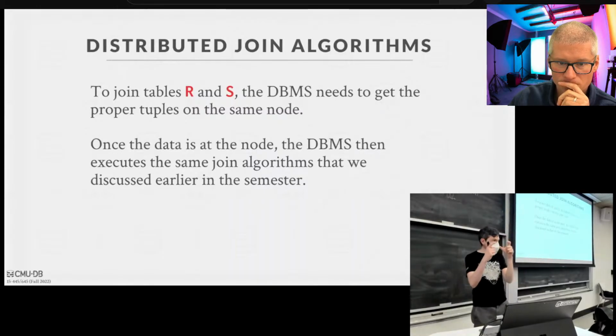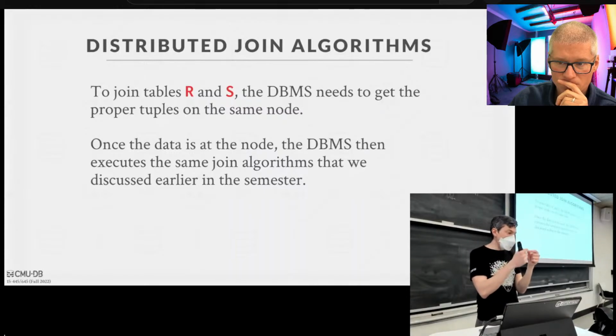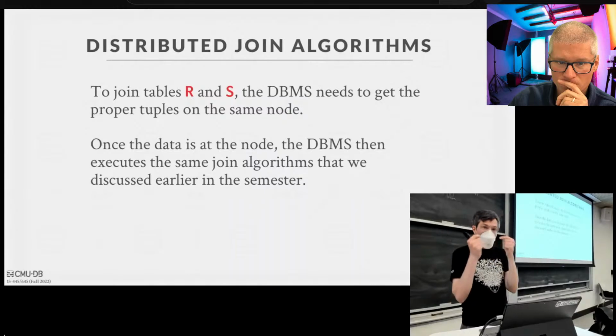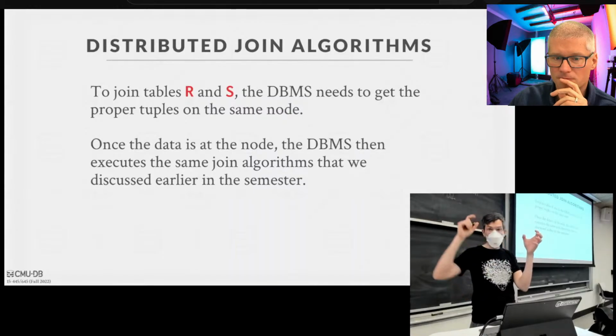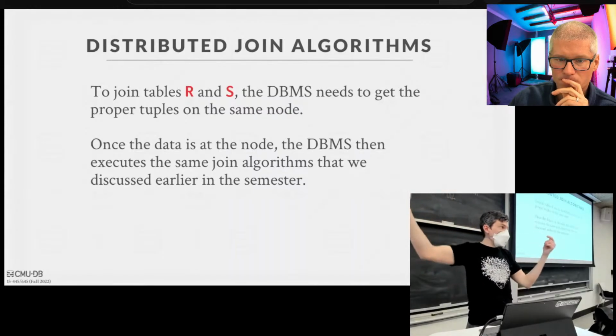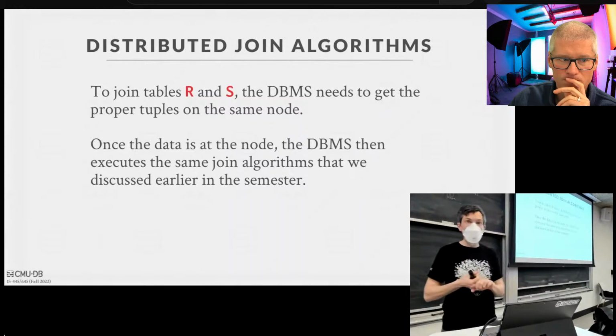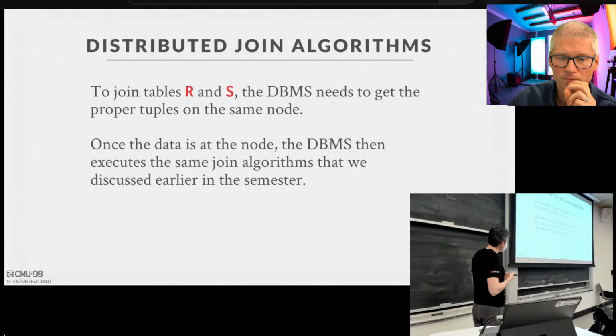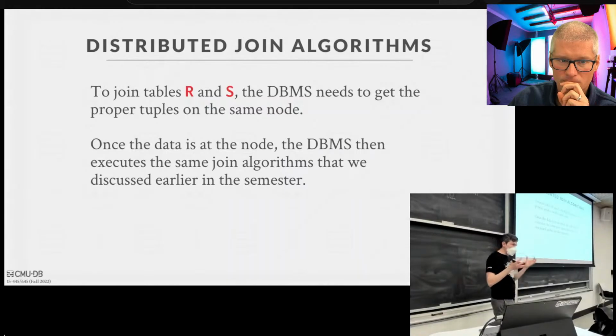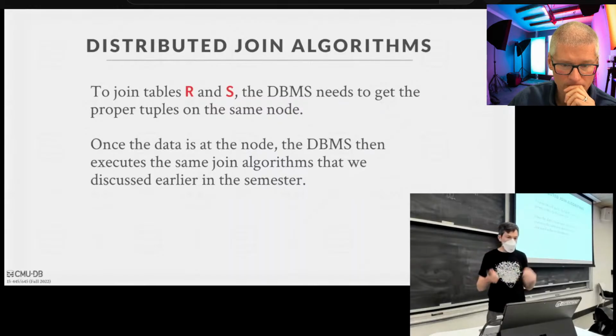When we do the local join at the node, we're guaranteed that the data from R that could potentially match the data in S are located at the same node. Because otherwise, if ID equals 1 for R is at this node, and ID equals 1 for S is at another node, then when I do the join, you're going to get false negatives. So we want to avoid that. Once we get the data at the right node, we can then run a local join algorithm, produce the results, and then send it back to some location to coalesce things.